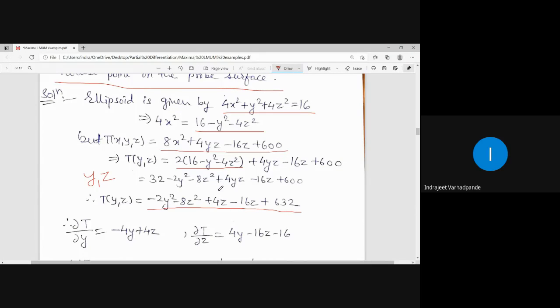4z minus 16z can be written as minus 12z. Sorry, it is 4yz or what? Yes, it's 4yz. So therefore it cannot be clubbed. Rest all is correct.